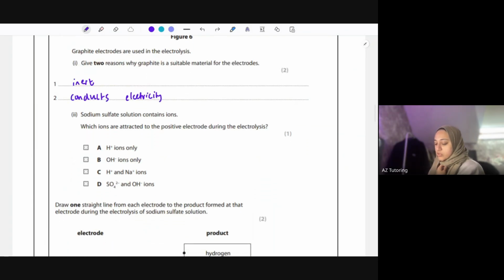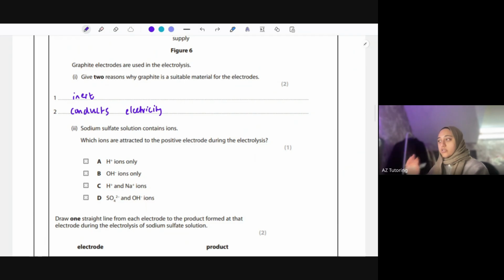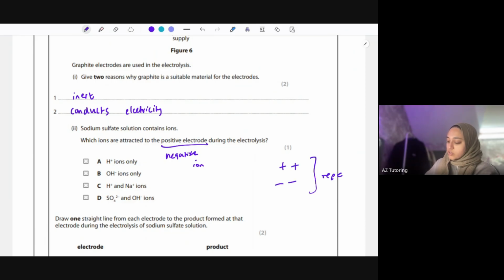Okay, sodium sulfate solution contains ions. Ions are just positive or negative ions. Which ions are attracted to the positive electrode during electrolysis? Now, the ones that are going to the positive electrode are the negative ions. So think about physics. Positive and positive, and negative and negative, these repel each other. If you've got the opposite charges, these attract. So the ones that are going to attract with the positive electrode are going to be the negative ions.